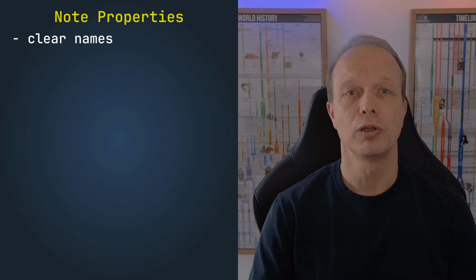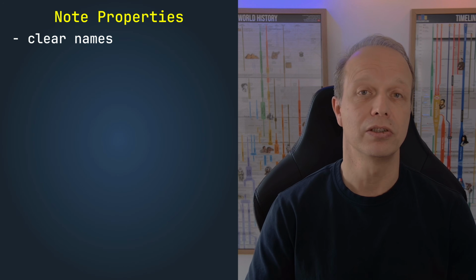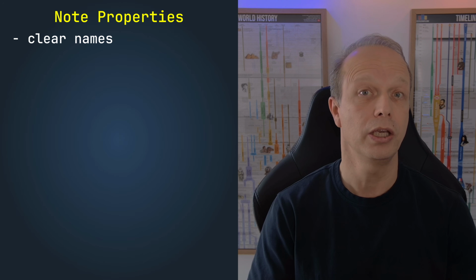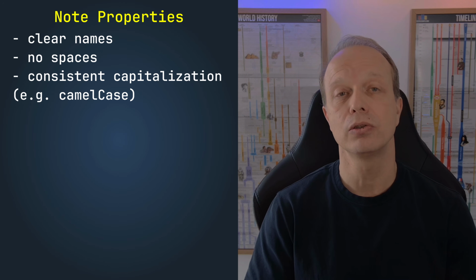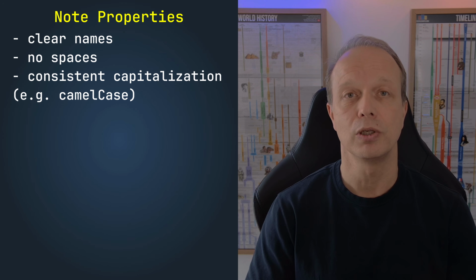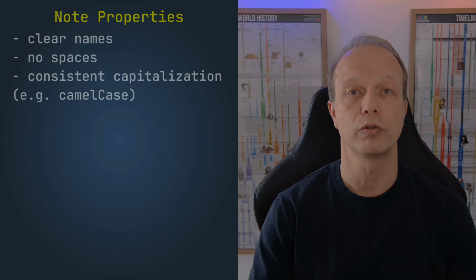Here are 3 simple rules that save you a lot of trouble later. Stick to simple, predictable names like status, type, date, location, or rating. Also, try to avoid spaces and inconsistent capitalization. Trust me, it will make it much easier for you to work with your properties.